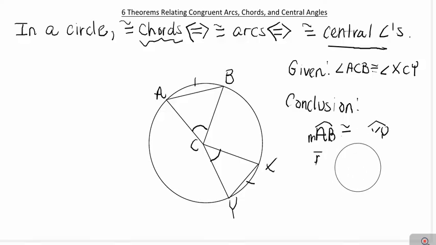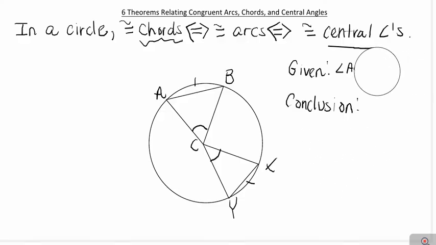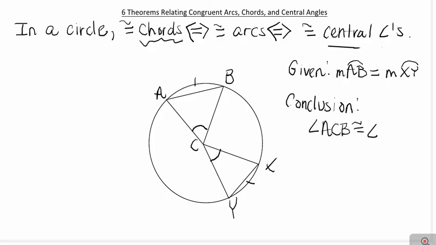Let's say we had something different, so I'm going to erase what we have here. Let's say that we were given that the measure of arc AB is equal to the measure of arc XY. So we're given now the arcs are congruent. So what conclusion can we make? We can conclude that the central angles are congruent. So angle ACB is congruent to angle XCY. And we can conclude that the chords are congruent. So AB is congruent to XY.